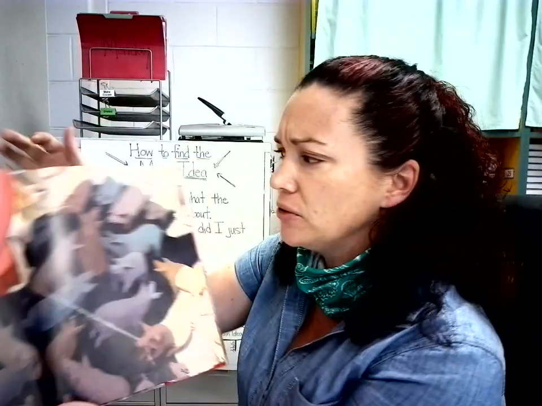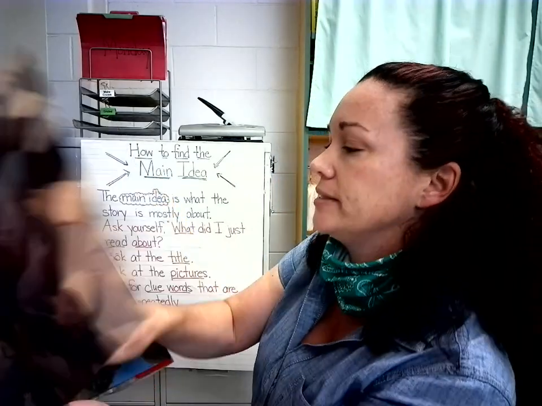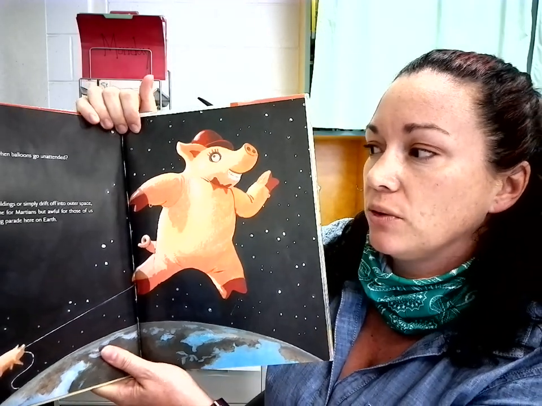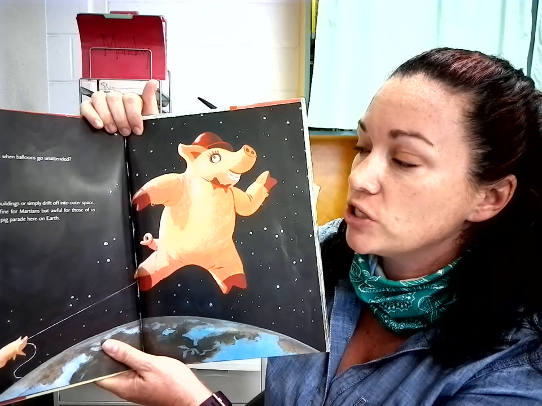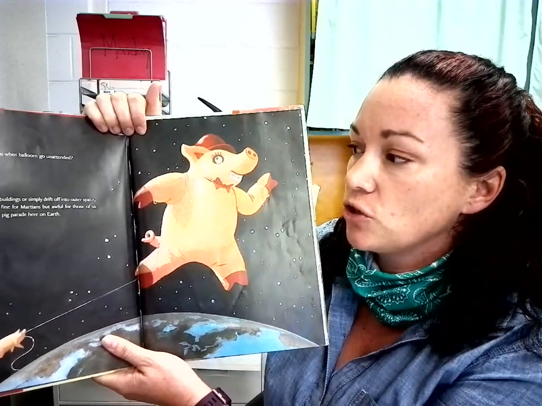So we have to have balloons in a parade, but a pig cannot hold that balloon. And what happens when balloons go unattended? They bump into buildings or simply drift off into outer space, which would be fine for Martians, but awful for those of us trying to enjoy a pig parade here on Earth.